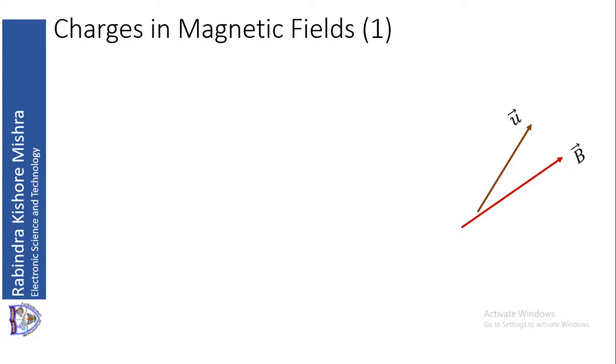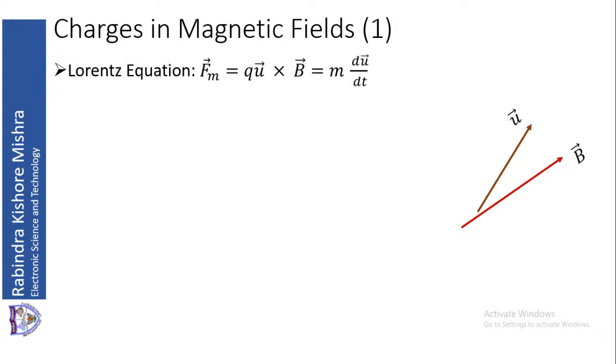The component which is parallel to B, we will call the longitudinal component of the velocity u, and the component which is perpendicular to B, we will call the transverse component of the velocity u. So u can be resolved into two components, ut and ul. Ul is the longitudinal component, ut is the transverse component of u.